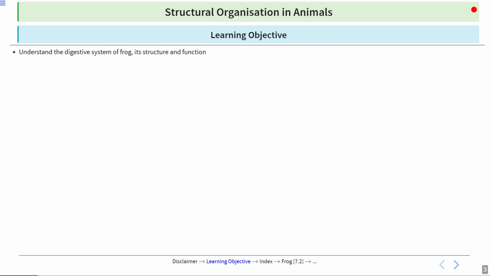So today's session learning objective is to understand the digestive system of frog, its structure and function. So we will focus upon the digestive system of frog. We will see how the digestion occurs in the digestive system and what are the different parts' function, right? The second objective is to understand the circulatory system in frog and its function.